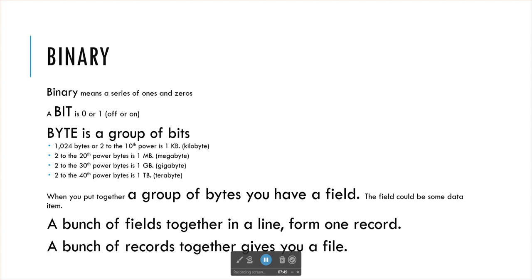So base 2, if you look at it that way. When you have a group of bytes and you put all these little bytes together, then you have the field. And when you put the fields together, as you would do in a line, you come up with what we would call a record. And when you have a bunch of records together, then you have a file.